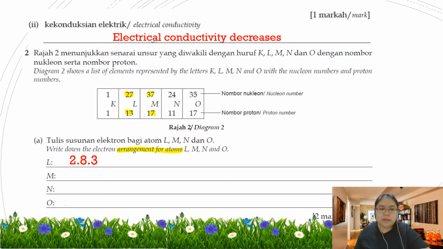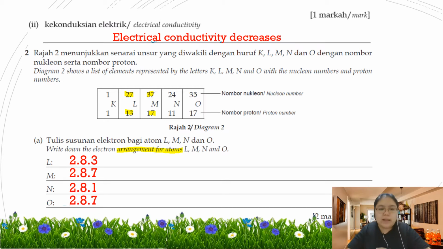Okay, how about the M? M is 17. So 2, 8, then 7. Okay, after that we go to the N. N is 11. So 11 must be 2, 8, 1. Okay, last one is the O. O is 17. 17 is 2, 8, 7.